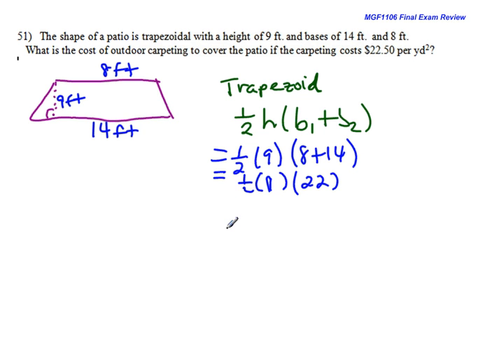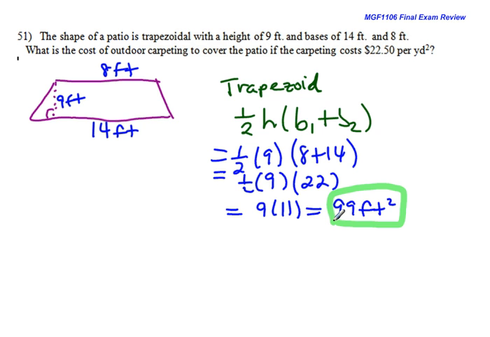At this point, you can plug it directly in your calculator if you would like. If you didn't have a calculator, realize you can take a half of the 22, which gives you 11, times 9, which would give you 99 feet squared. So this is the area of the trapezoidal shape on the patio, 99 feet squared.